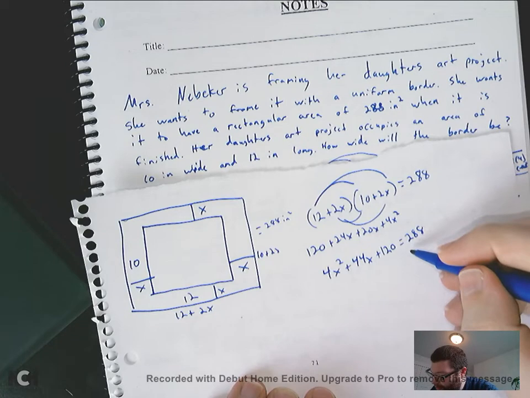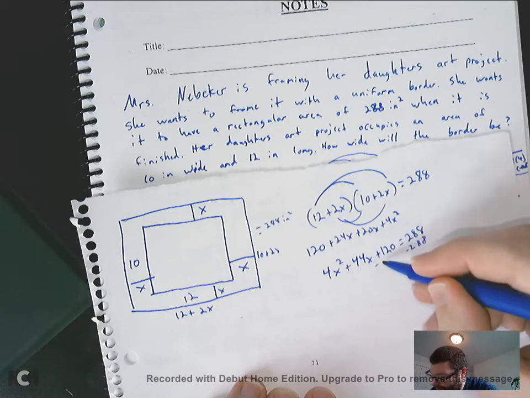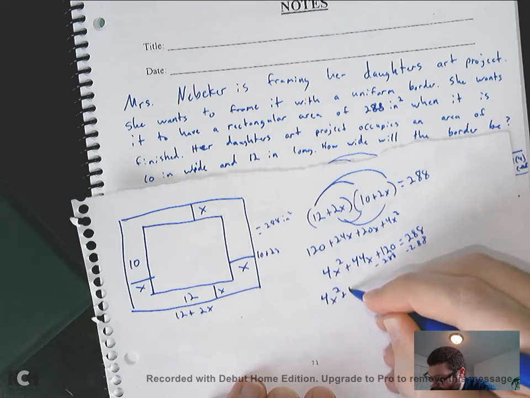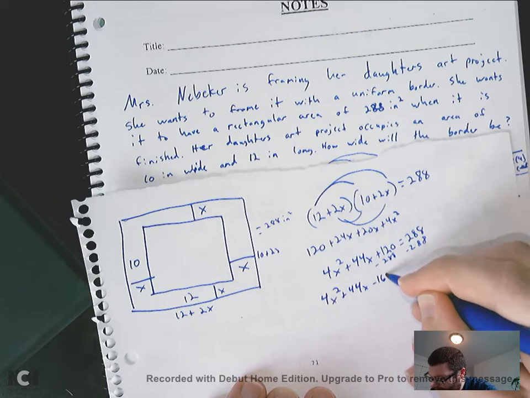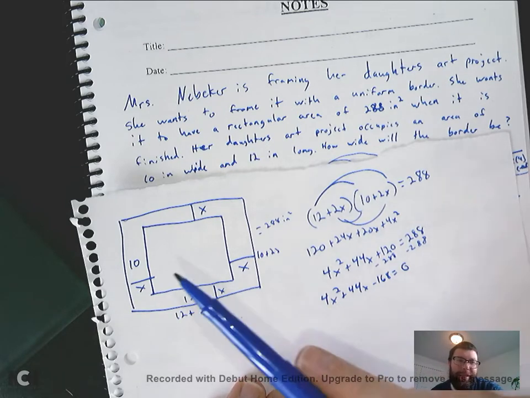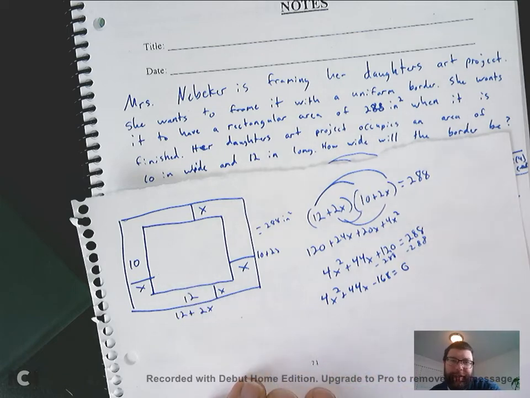Now, we're going to move the 288 to the other side because it has to be equal to 0. And my final quadratic here is 4x squared plus 44x minus 168 equals 0. Now, since I have it in the quadratic form here, I can use the quadratic formula. Remember, you get two answers from the quadratic formula. Now, one of these is going to be positive, one of them is going to be negative. Since I'm dealing with distance or length here, you can't have negative length, right? So the negative answer is not going to be my answer. I'm just going to toss that one out. I just want the positive answer.